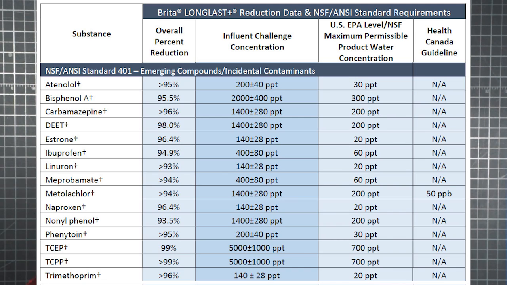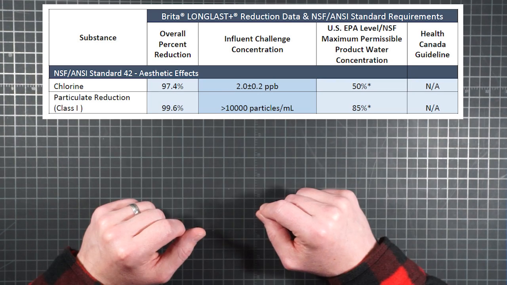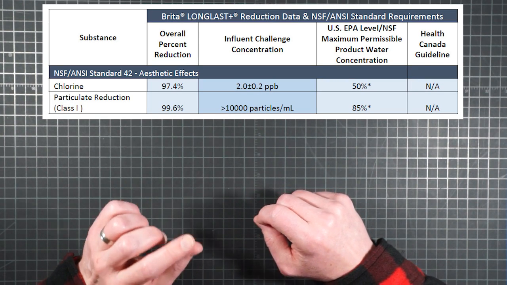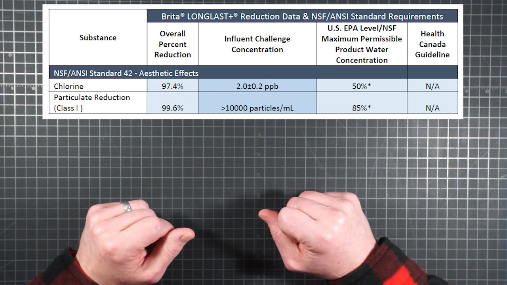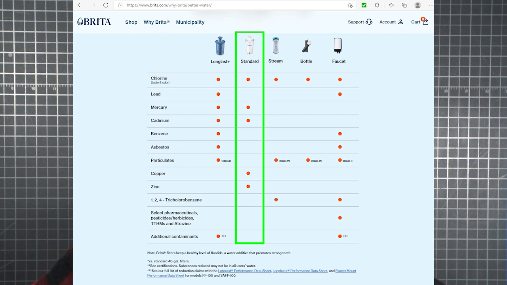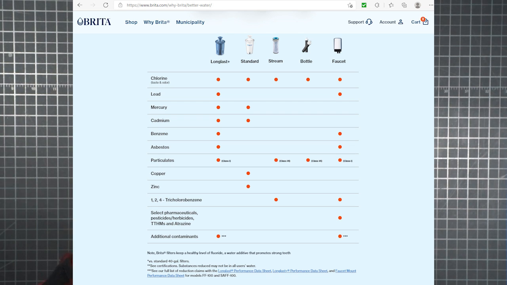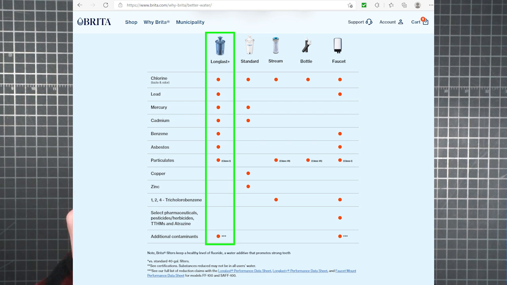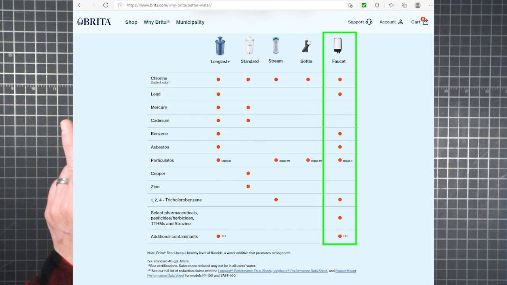The Long Last datasheet goes on to list additional reductions under NSF 401 for emerging and incidental contaminants. And of course, it also shows the NSF 42 aesthetic effects results for chlorine and particulates. This Brita product chart visually depicts the sort of trading game you have to play between filter options. With the standard filter, you get mercury, cadmium, copper, and zinc, but you won't have any certification for lead, benzene, asbestos, or particulates. To get those missing substances, you switch to the Long Last, but then you lose copper and zinc. You also still won't have things like trichlorobenzene or select pharmaceuticals, pesticides, or herbicides. To get certification for those, you switch to the faucet filter and end up losing your mercury and cadmium.